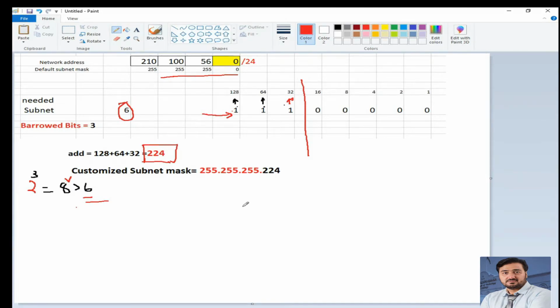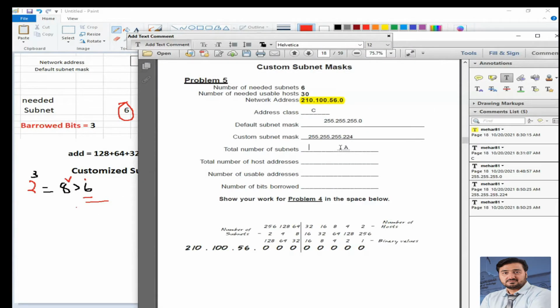Greater means it should be near to this value, but not less than. A value less than that is not acceptable. Even if it is 5, 5 is not acceptable. 4 is also near, but it is less, and a lesser value is not acceptable. So the total number of subnets we can make is 8.